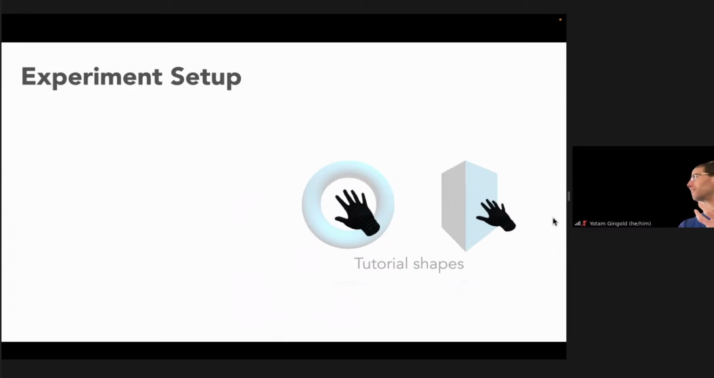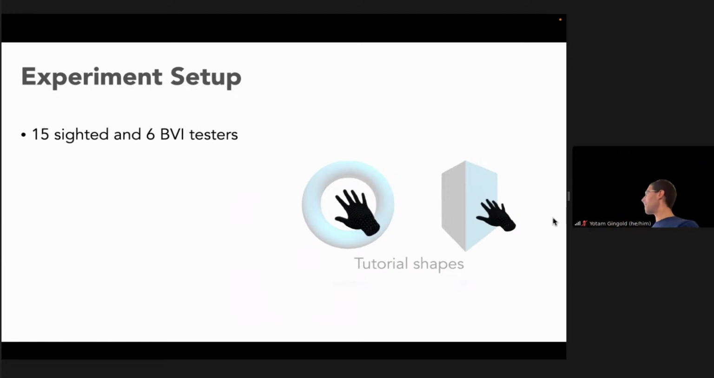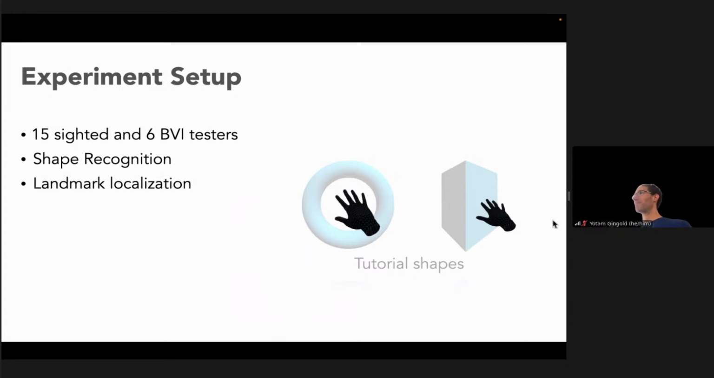Exactly. So we did an experiment, and we brought in 15 sighted people and 6 BVI, blind or visually impaired, individuals, and we had them use this. We did 2 kinds of tests. One was shape recognition from a set. I'll show you that. The other one was landmark localization. I didn't expect it to work as well as it did.